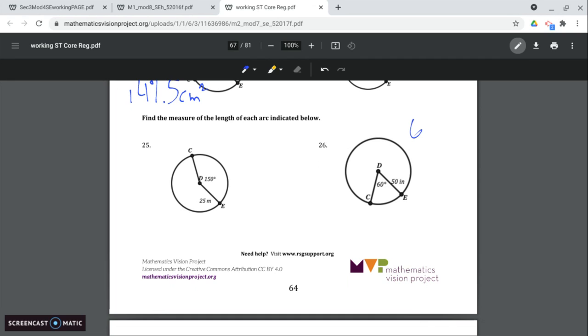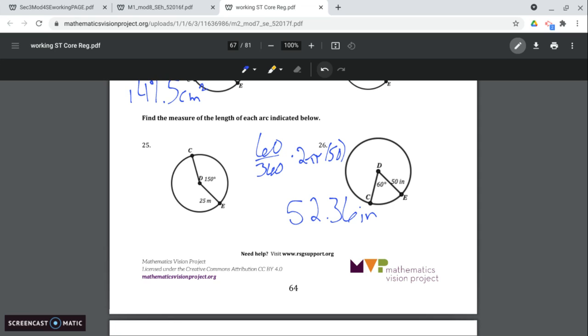Then for 26, we're finding the arc length. So here we're going to take 60 over 360 times 2 pi times 50. So 2 times 50 is 100. So we take 60 divided by 360, which is 1/6. And then we multiply that by 100 to get 16 2/3. And then we multiply that by pi to get 52.36 inches. So a little bit of review on this last page here for what we are working on today.